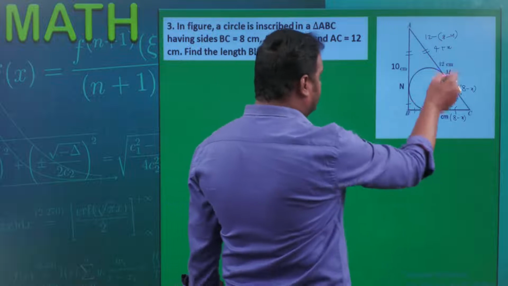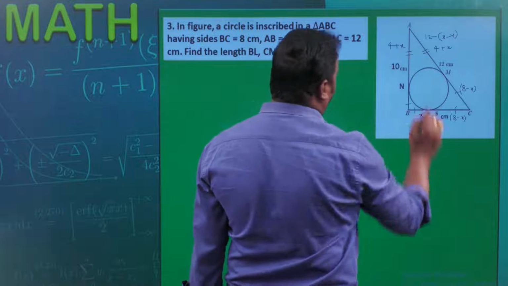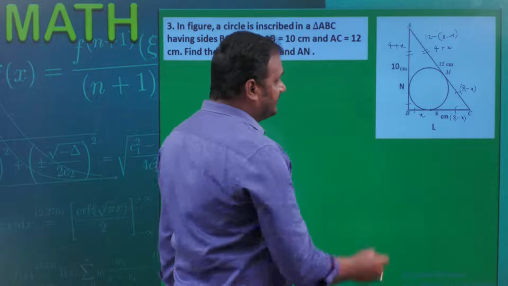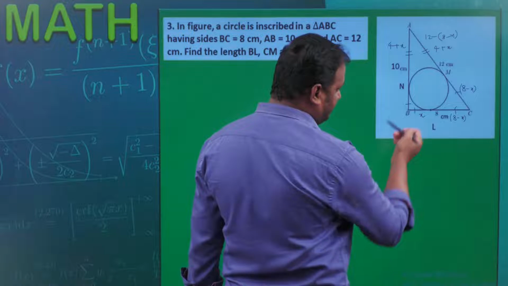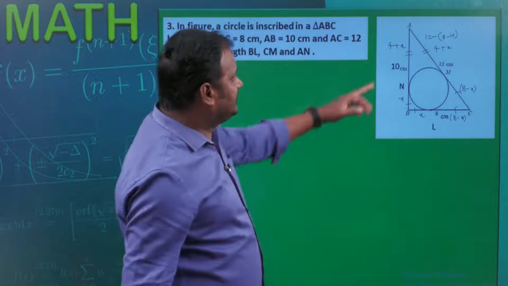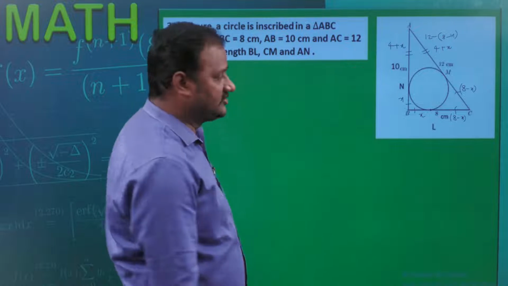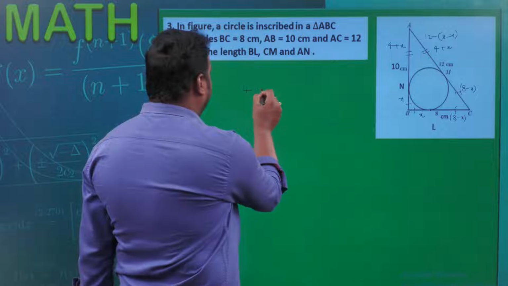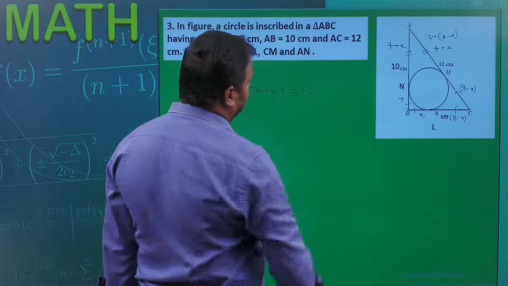If AM is equal to 4 plus x, then AN is also equal to 4 plus x. Right? And see, BL is equal to BN, because they are tangents from B. So if it is x, this is also x. Now you see clearly. This is 4 plus x and this is x, but this together constitute 10 centimeters.